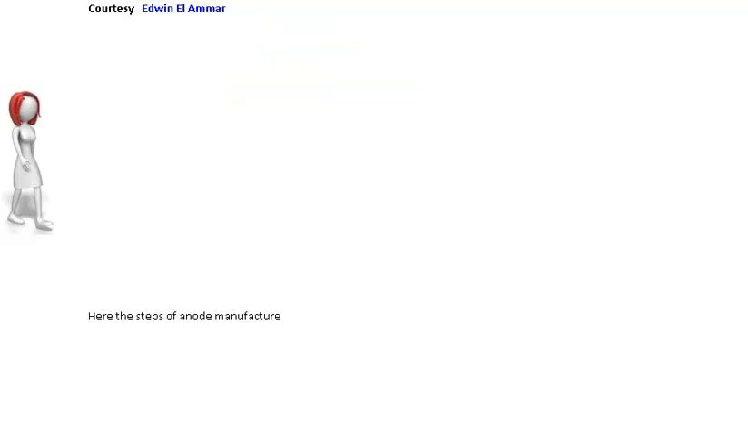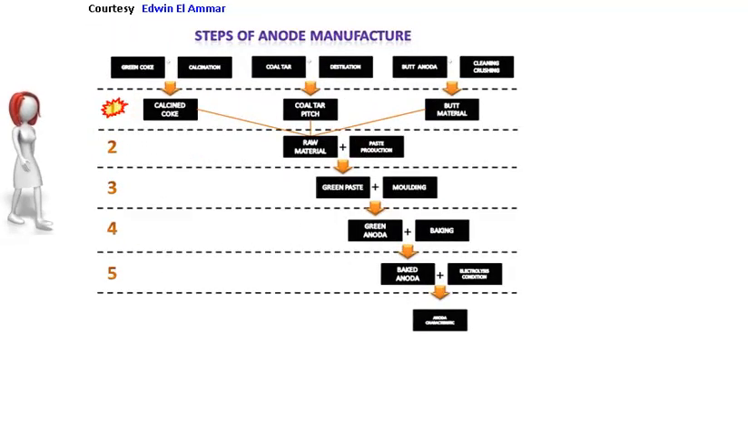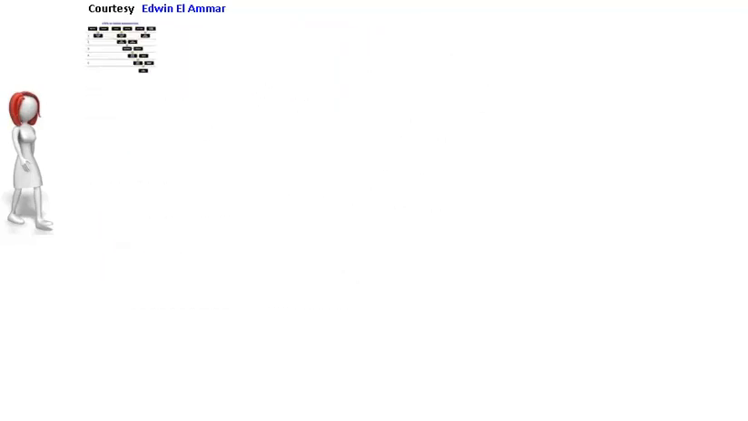Here are the steps of anode manufacture. Let's talk about the first step, raw material. Cokes.